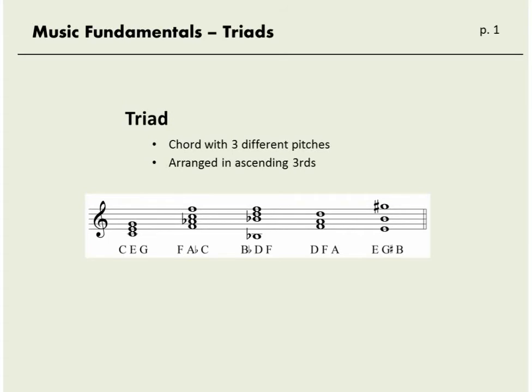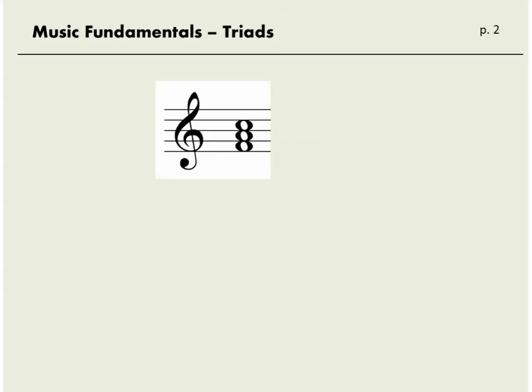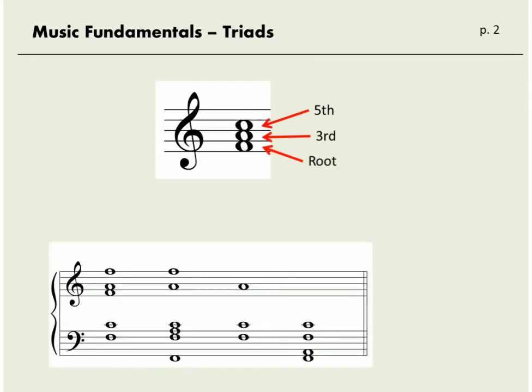Here's a triad with the pitches F, A, C. F is the root, A is the third, and C is the fifth. The pitches in this triad can be arranged in many different ways, but they're all F major triads.